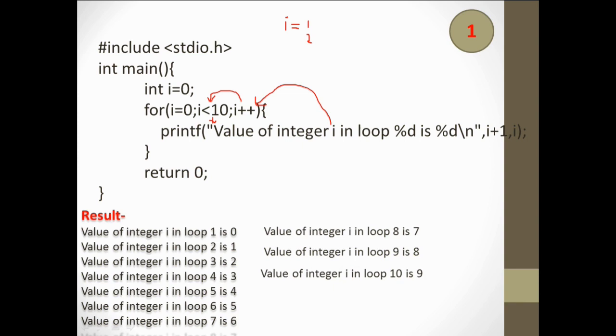Now what will happen when the value of I is 9? After that it will go to that increment part and will increment the value of I by 1. So when we get a value of I as 9, now it will increment the value by 1, so it will become 10.